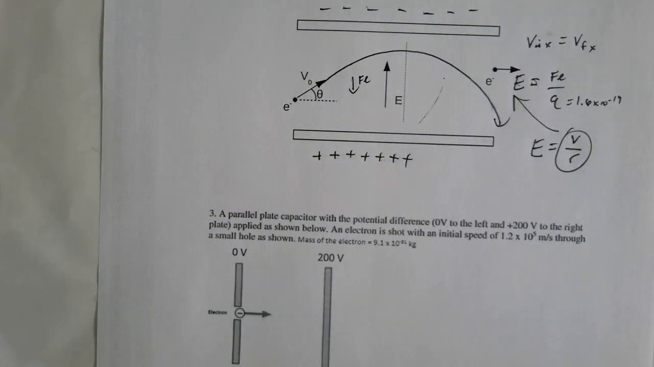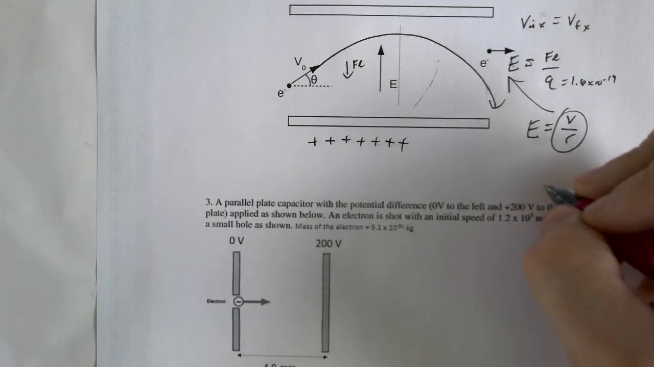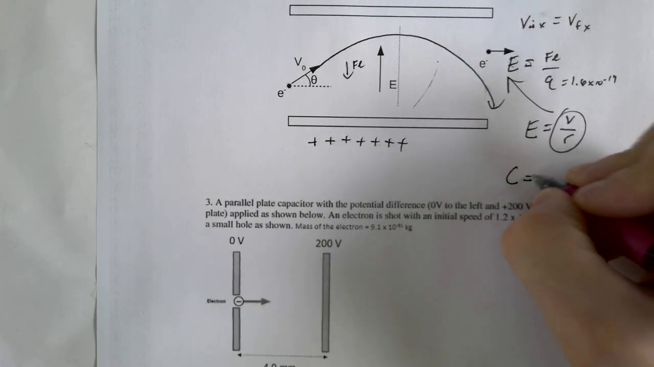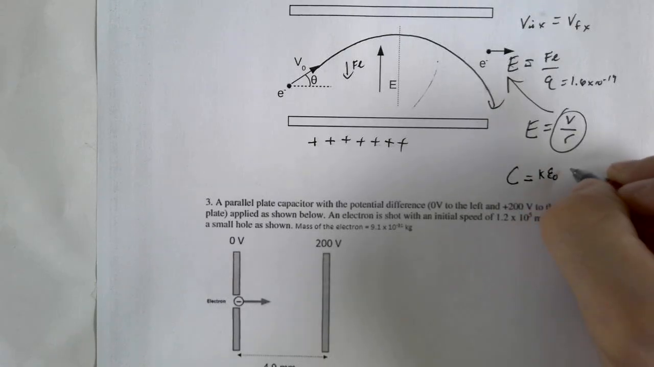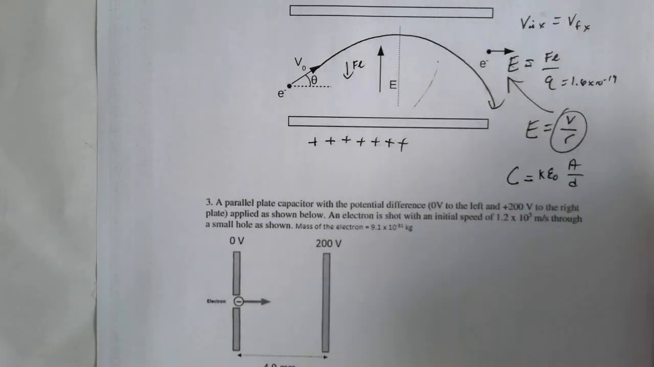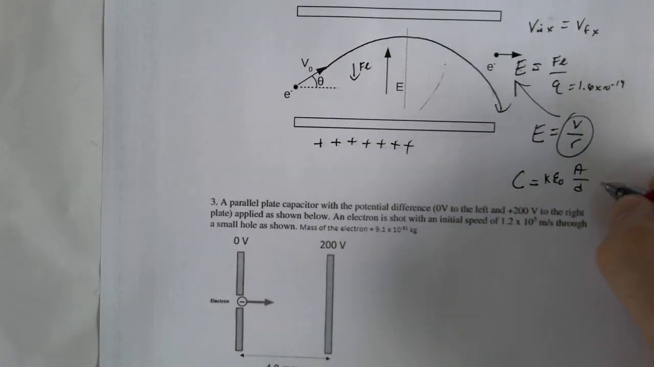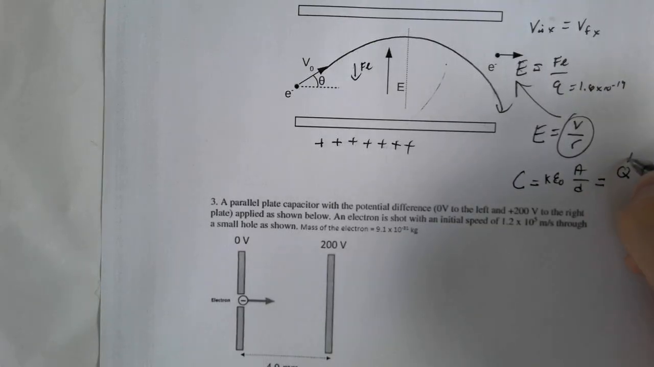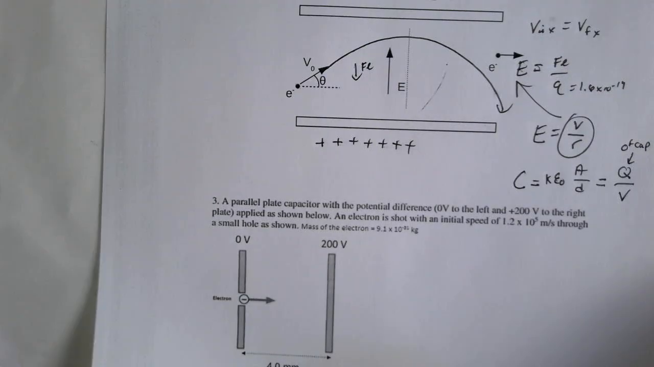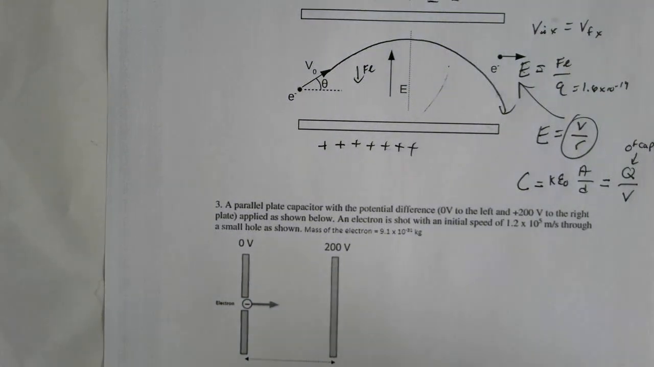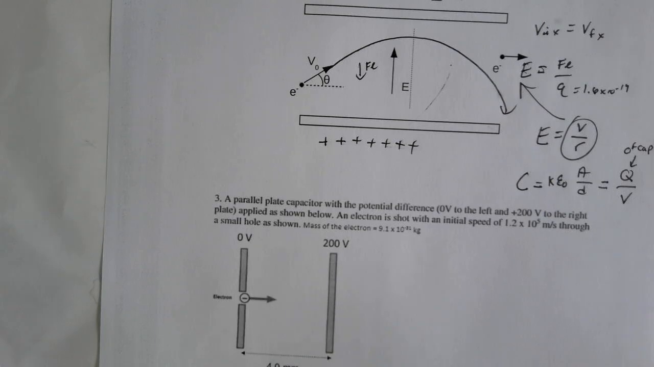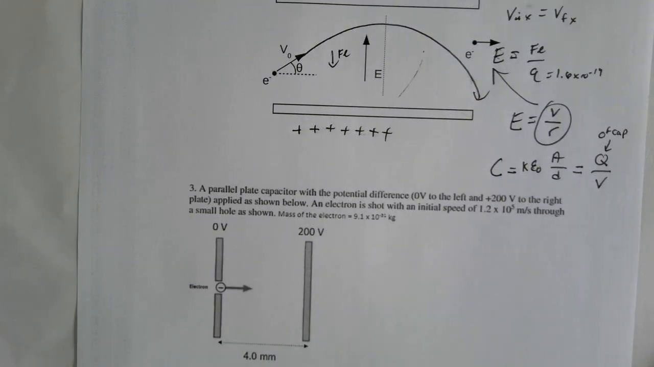What if you're not even given the voltage? Well, there are other ways to do it as well. You could use C is equal to K epsilon A over D, and you could set it equal to what C is equal to, which is the charge of the capacitor over voltage, okay? And then you could find the voltage, you could get the charge, you could do a lot of things. So there's not one clear-cut way to sometimes find the force electric. That's what I'm getting to.